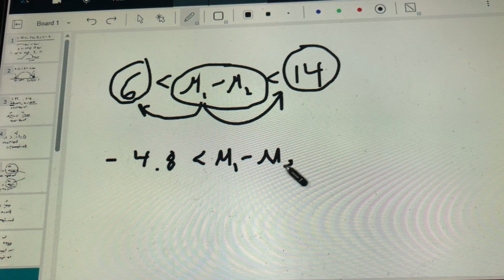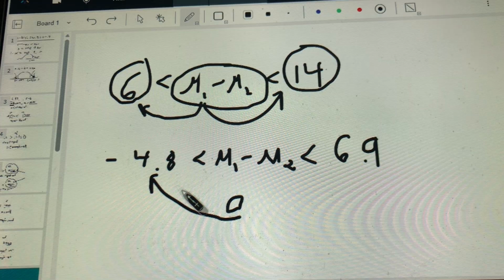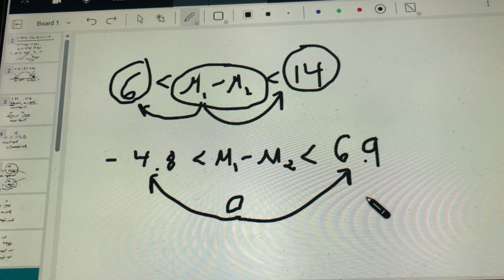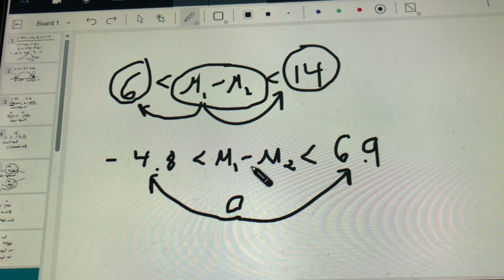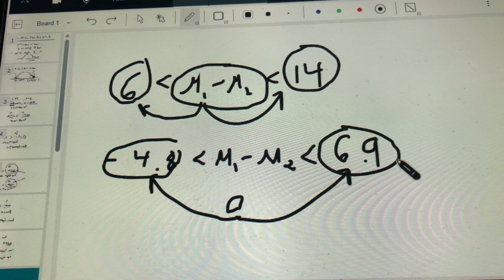Well, because 0 is inside this interval, 0 is between negative 4.8 and positive 6.9. So therefore, if the answer is 0, that would happen when mu1 equals mu2. If the two means were equal and you take two numbers that are equal and subtract them, you get 0 for an answer.